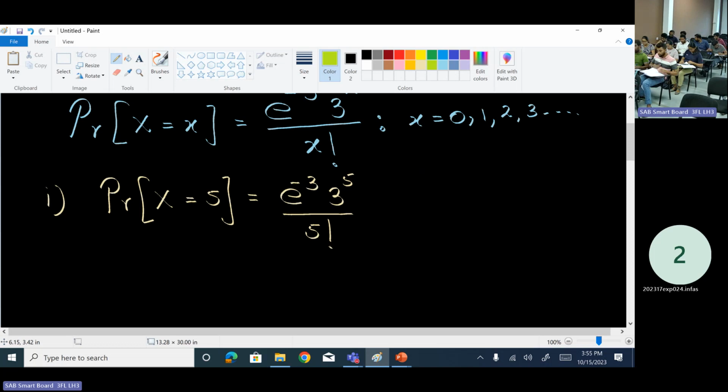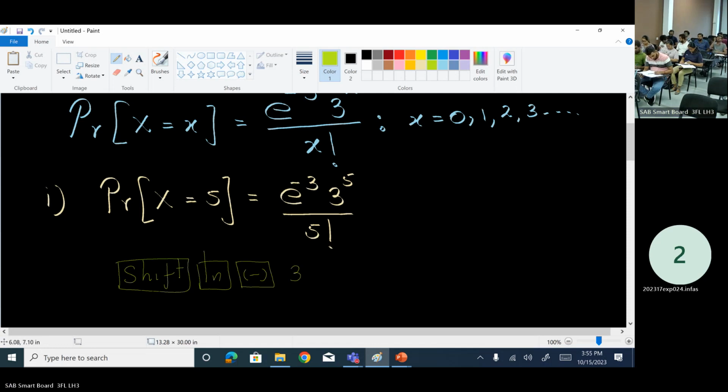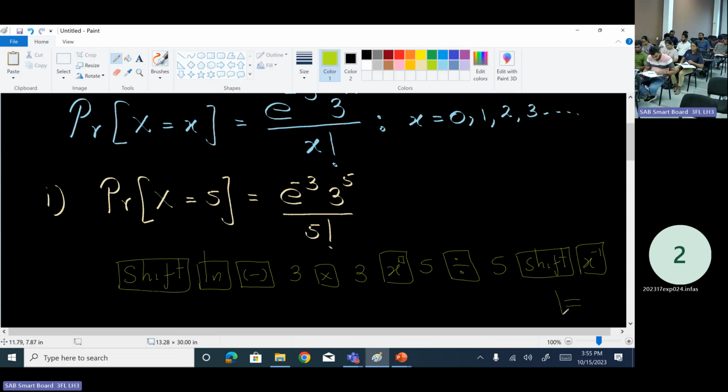On the calculator, use the combination shape, then e to the power of minus 3, times 3 to the power of 5, division 5 factorial, so 5 factorial, shift x inverse, and then finally equals will give you the answer. Okay, so answer for this one.